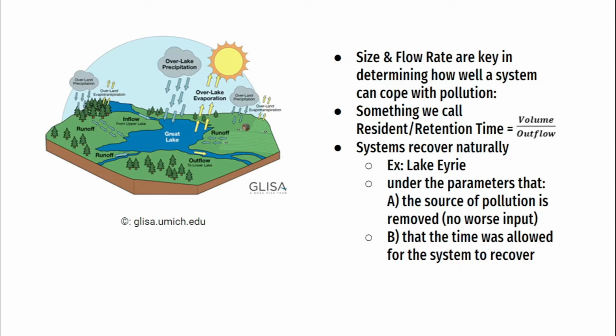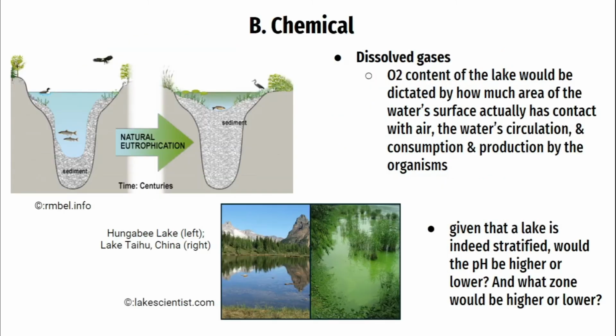And when we talk about size and flow rate, I think these are keys to how a system would cope with pollution. So we say something like residence or retention time, which is your volume divided by outflow. And this tells me that systems can recover naturally, like Lake Erie, but under the parameters that A, the source of pollution is removed, and that time is actually allowed for the system to recover with no intervention.